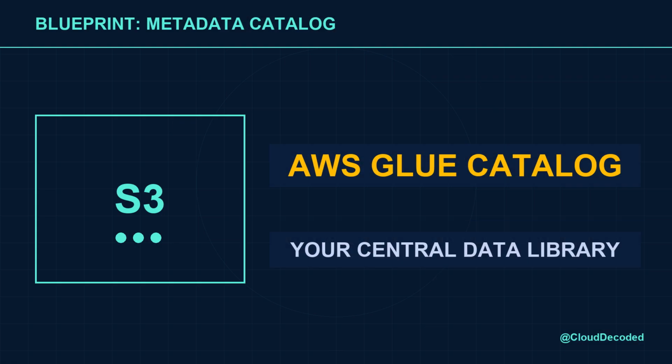How do we know what is actually inside those millions of files? We use AWS Glue. Specifically, the Glue crawler and the Glue data catalog. The crawler scans your S3 buckets, identifies the schema, and creates a virtual table definition in the catalog. This catalog acts as a central library, telling every other AWS service exactly how to read your S3 data.